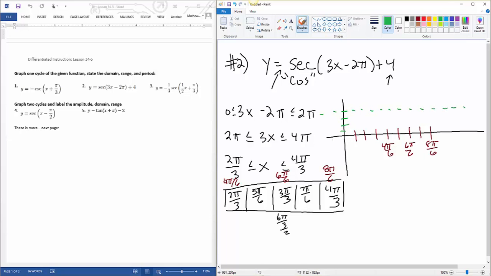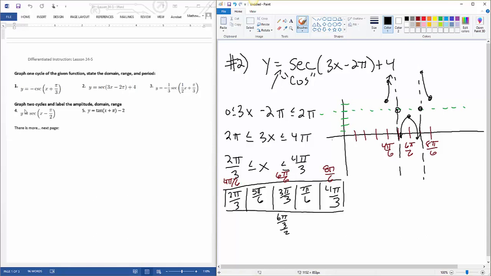So then I do the cosine pattern from that center line. So amplitude, cross, amplitude, cross, amplitude. Now because it's secant, that means that where it crosses the center line, you draw asymptotes. And then at the peaks, you draw those parabola looking things.